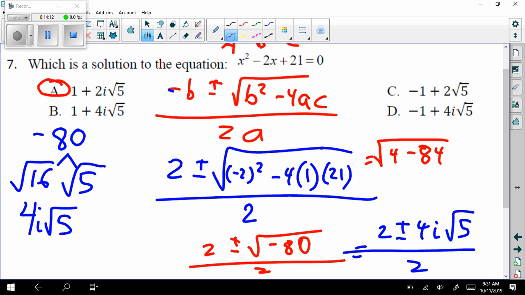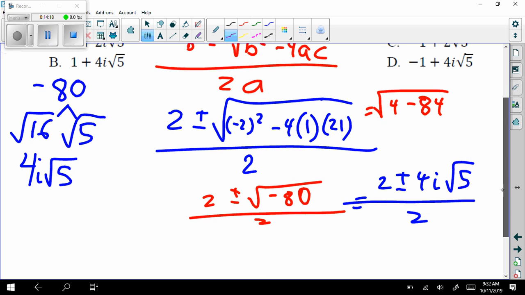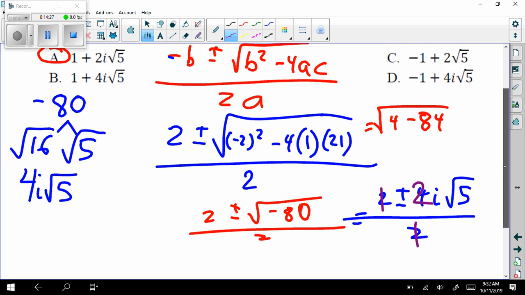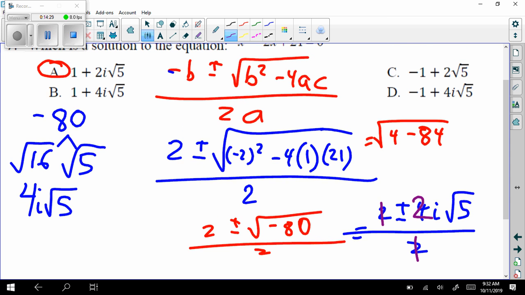If you're going to simplify this to get to the final answer, all you have to do is divide everything in the fraction by the same number. So like 2, 4, and 2, they can all be divided by 2. You get a 1, a 2, and a 1. And that's where we get our solutions, 1 plus or minus 2i root 5, which is where A came from.